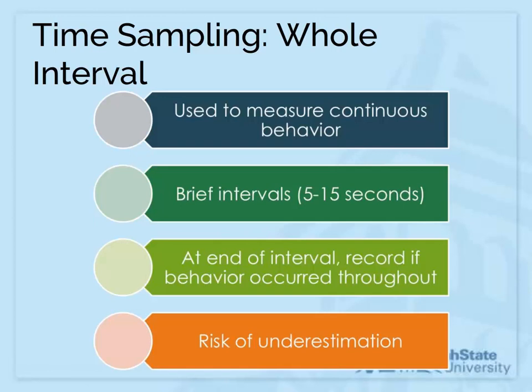If self-injurious behavior is occurring at the beginning of the interval and then stops 2 seconds before the interval ends, then we would not mark that behavior as occurring because it did not occur for the entire duration of that interval. This is one of the reasons why we usually reserve this recording method for continuous behavior. Also, it is important to note that this method will sometimes underestimate the behavior we are observing.